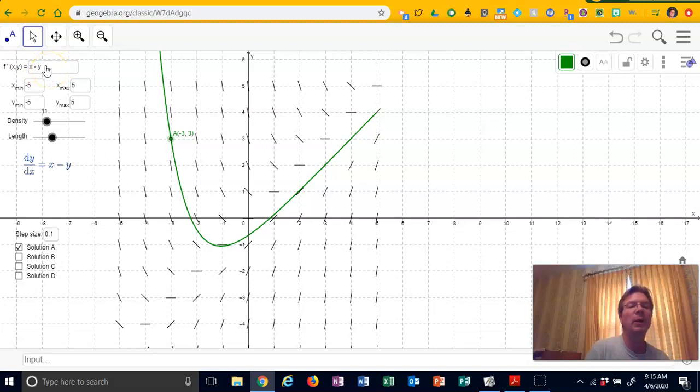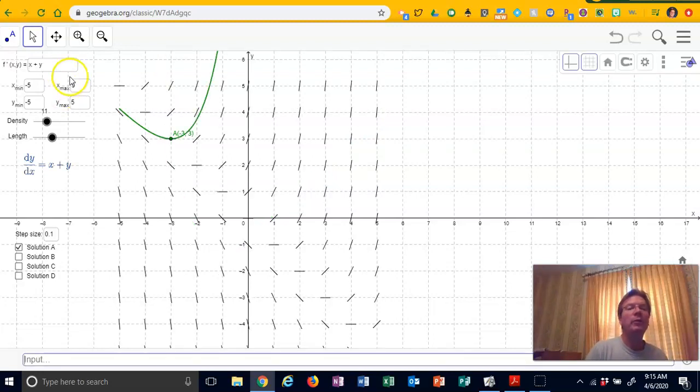So I'm going to change it. I'm going to click in the little box, and I'm going to make that x, if it lets me. There we go. X plus y. And then I'll hit enter. So it changed it to the differential equations problem that we're looking at here.